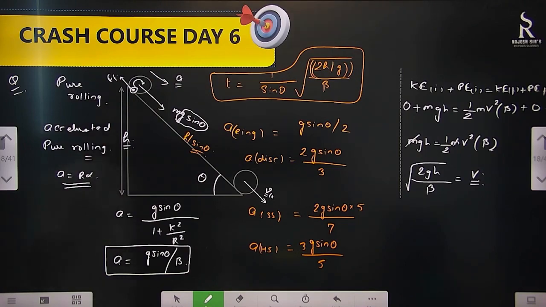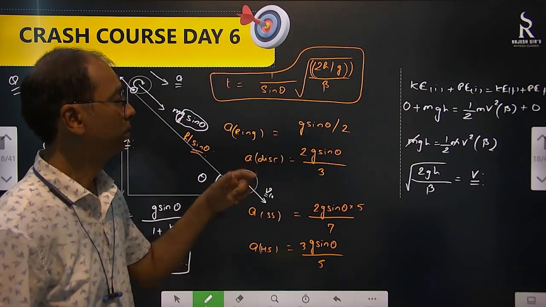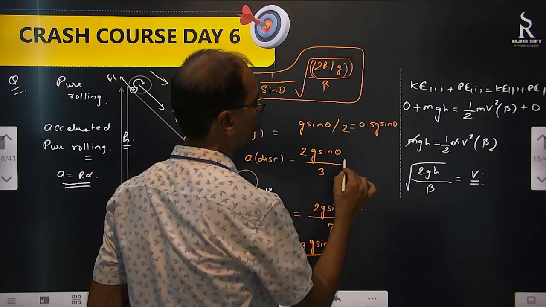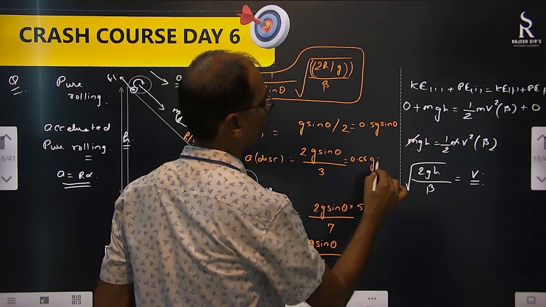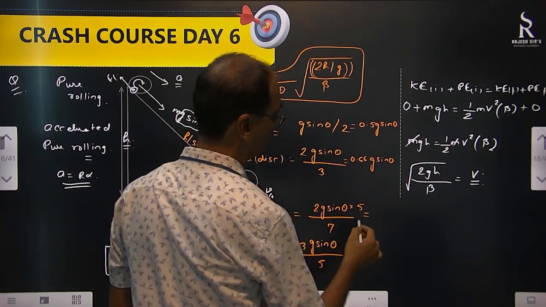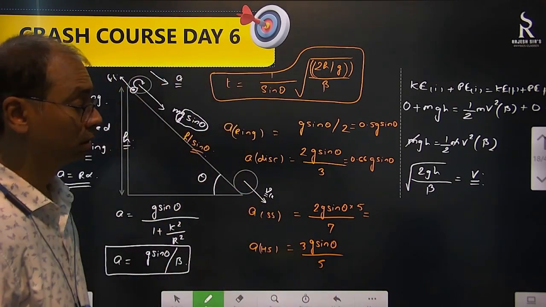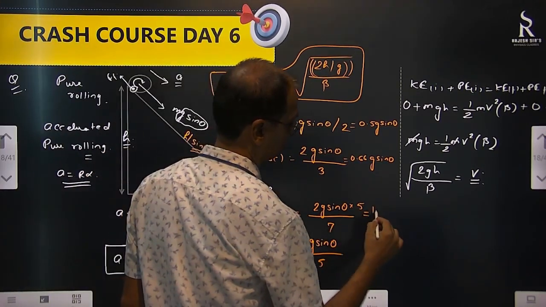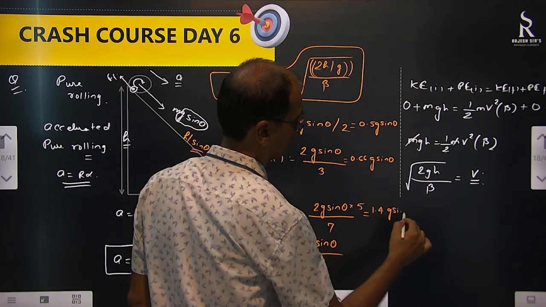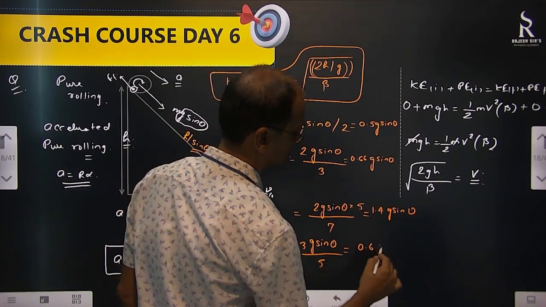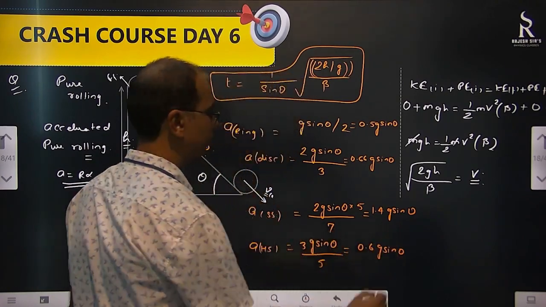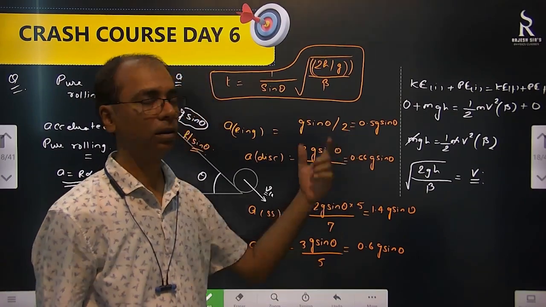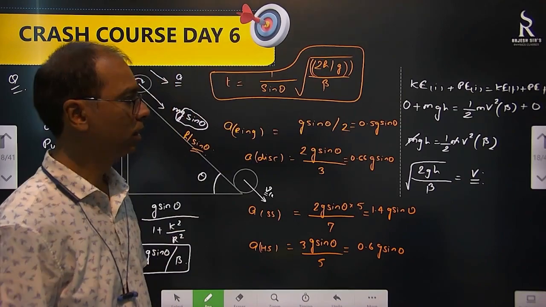So whose acceleration is maximum? The ring is g sin theta by 2, that means 0.5 g sin theta. The disk is 2 by 3, 0.66 g sin theta. The solid sphere is 7 by 5, so this is 5 by 7, which is about 0.7 g sin theta, and the hollow sphere is 0.6 g sin theta. So who is fastest? Solid sphere. Solid sphere's acceleration is maximum, then disk, then hollow sphere, then ring.